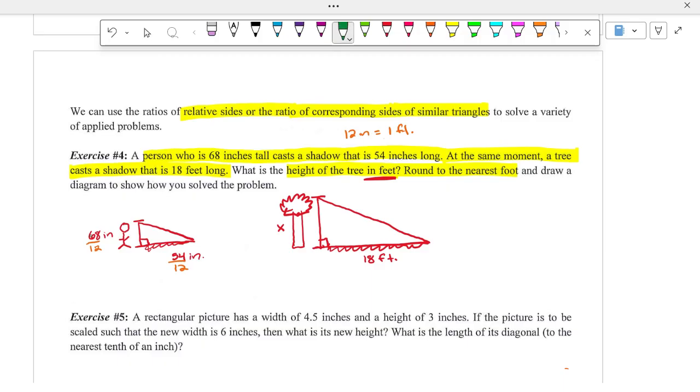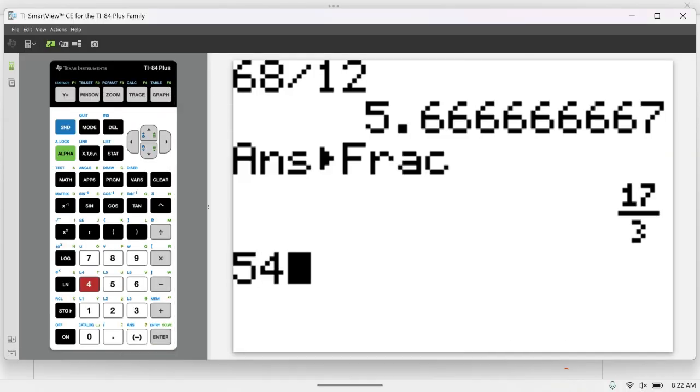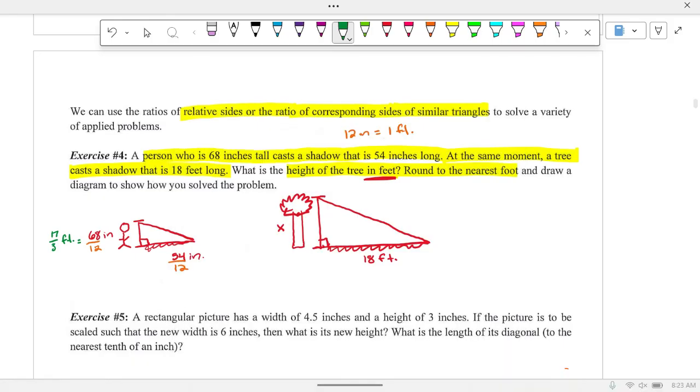So this is equal to 17 thirds feet. We're going to do the same thing, 54 over 12. 54 divided by 12. Okay, 4.5. We can leave it like that. So this is 4.5 feet.